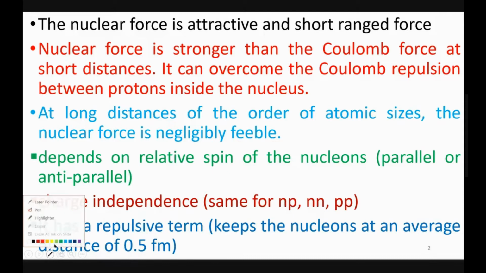The nuclear force is an attractive and short range force, and it is stronger than the Coulomb force at short distances. It can overcome the Coulomb repulsion between protons inside the nucleus. At long distances, of the order of atomic sizes, the nuclear force is negligibly feeble. We know that the size of the nucleus is 10 to the minus 15 meter. As the distance increases, the nuclear force becomes feeble and approaches zero.